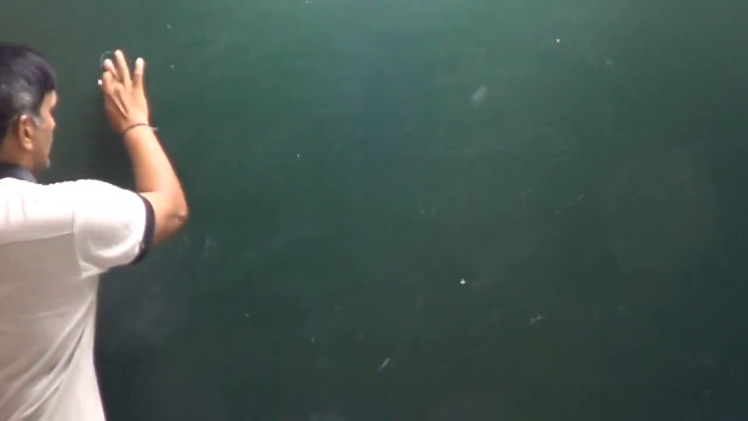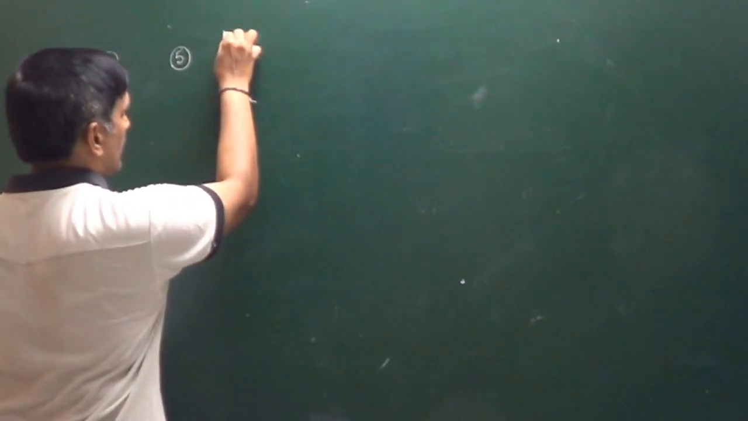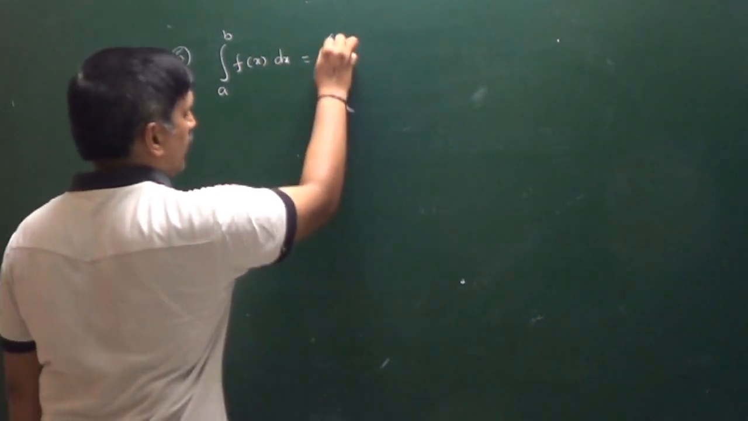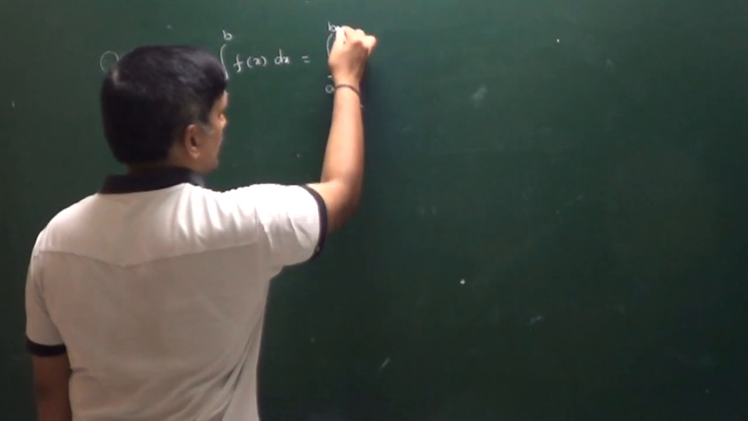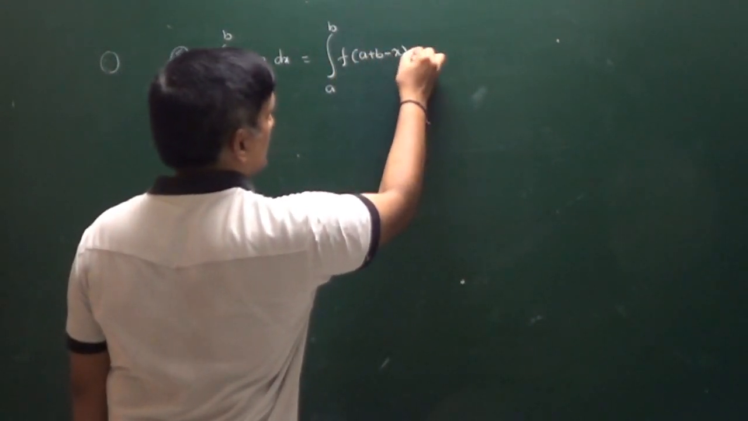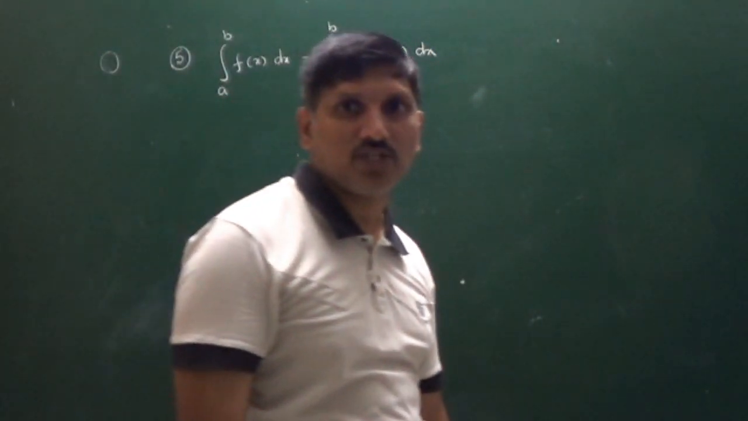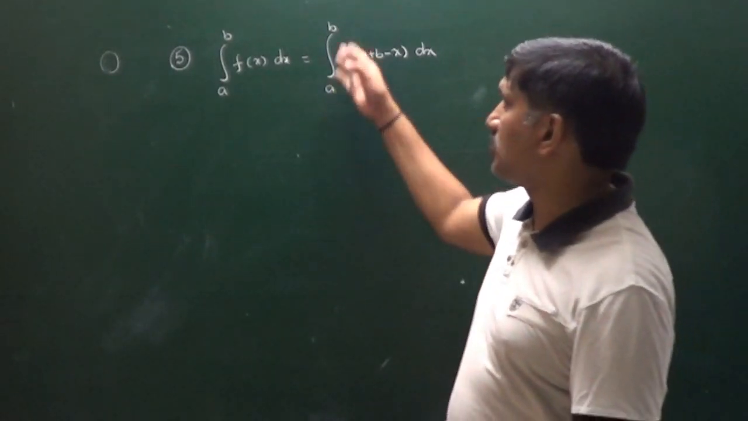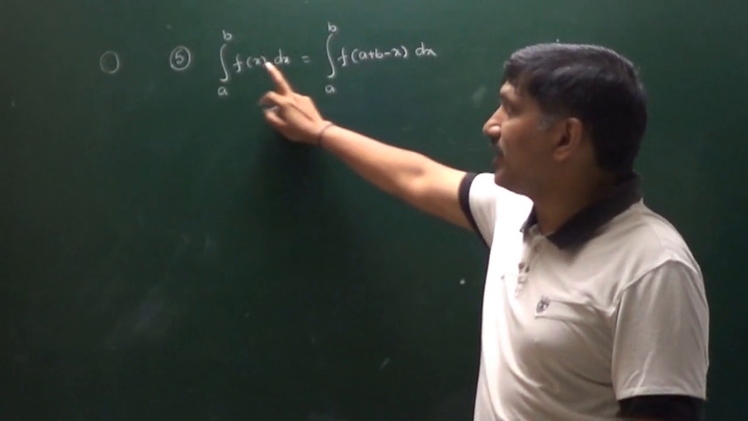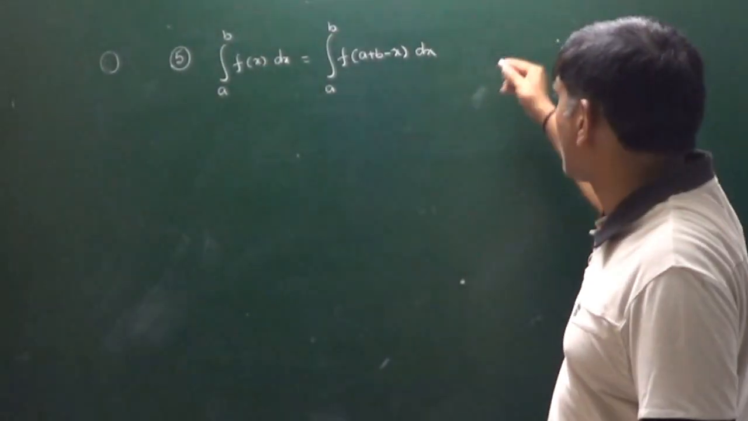Now we consider this as property number 5: integral a to b f(x) dx is equal to integral a to b f(a plus b minus x) dx. In place of x we are writing a plus b minus x. Now this proof is the same.